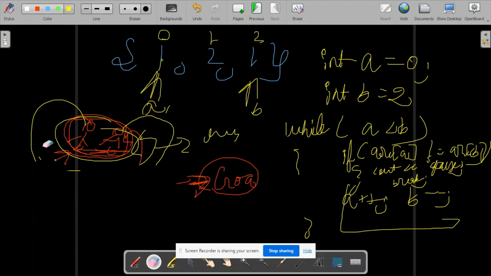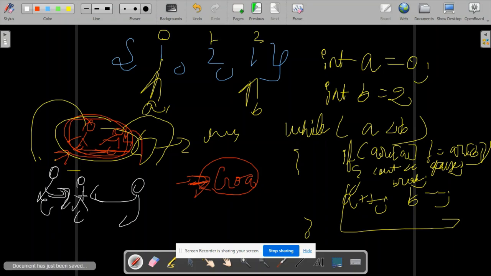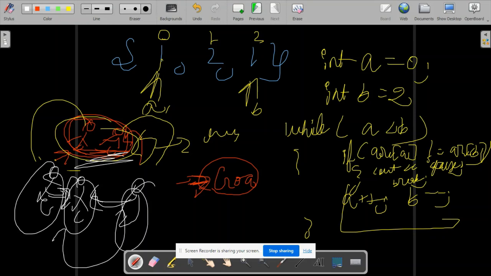Then afterwards, you know what will happen? This and this will blame this person. This will also blame that one, because of you, the parents denied sending us on the Goa trip. Because of you. We have done our homework, but because of you, it happened.